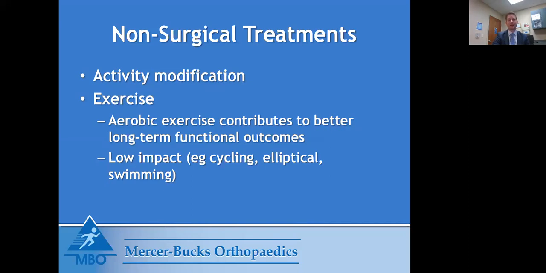First, modification of activities. If there are certain things that are more provocative or uncomfortable than others, we try to go about our day avoiding some of those things that can make the hip hurt more. Low impact exercise can be very helpful in mitigating some of the symptoms. Aerobic exercise, such as cycling, walking, swimming, or the elliptical, can improve long-term functional outcomes.